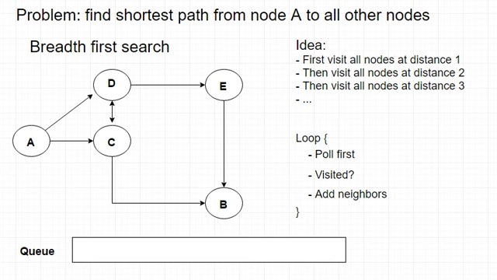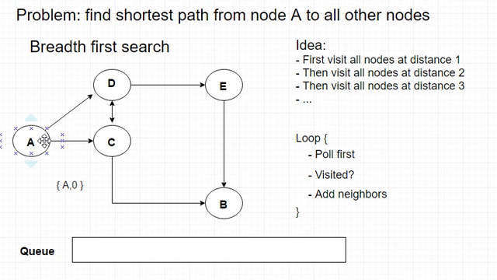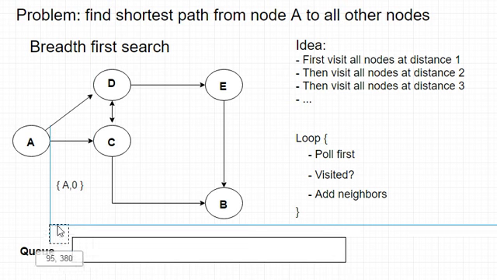Before we enter the loop, we're going to put one object into the queue. The A represents that we are at node A, and the 0 represents that we have traveled 0 steps so far. Now we enter the loop. We will pull the first item from the queue. Have we visited A before? We haven't. If we would have, then we would do nothing and we would just pull the next item.